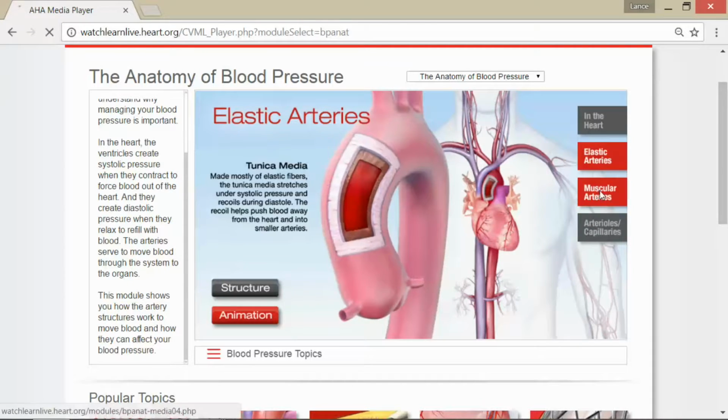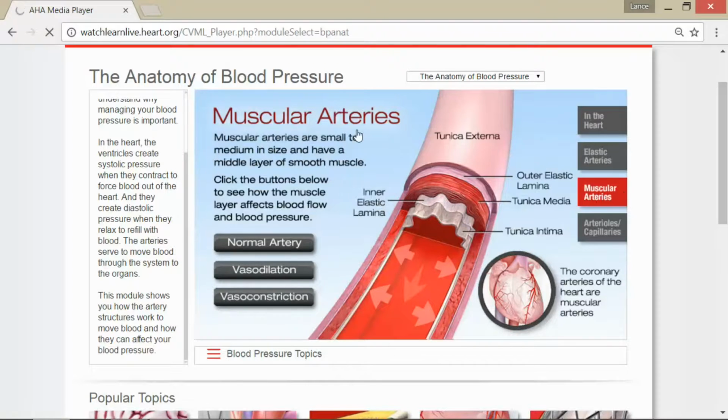Awesomeness. So let's look at the muscular arteries now. The muscular arteries are small to medium in size and have a middle layer of smooth muscle, and we can click the buttons below to see how the muscle layer affects blood flow and blood pressure. So you have the inner elastic lamina right here, you have the outer elastic lamina right there, the tunica externa, tunica media, the tunica intima.